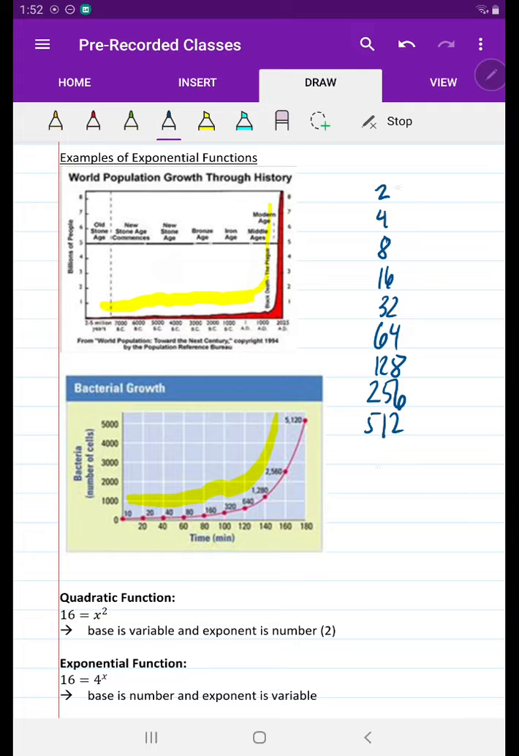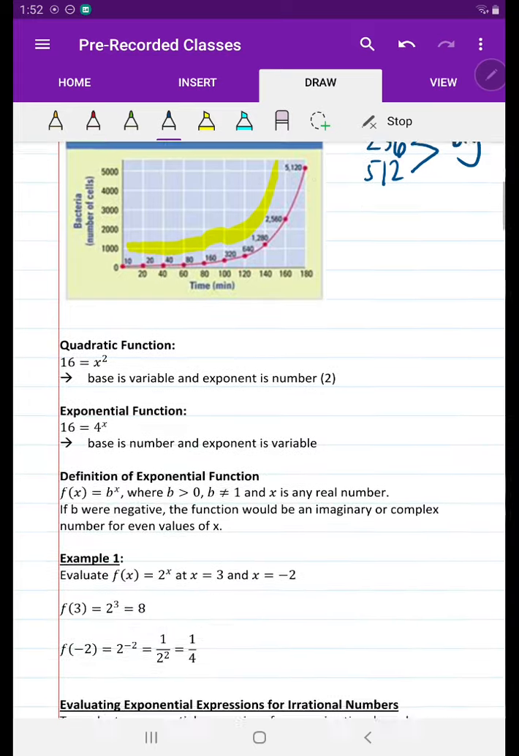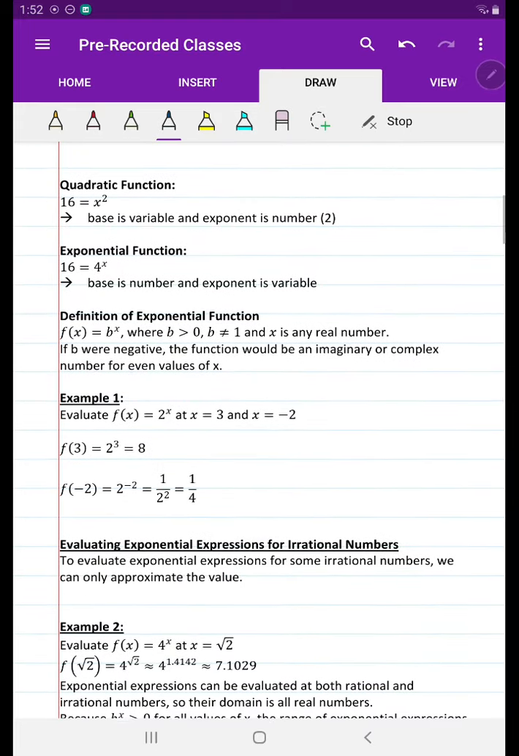And you can see how in the beginning these jumps are kind of small, but then as you get down here, these jumps are really big. So you start off with small jumps and go to big jumps, and then that gives you a graph that looks like these right here.